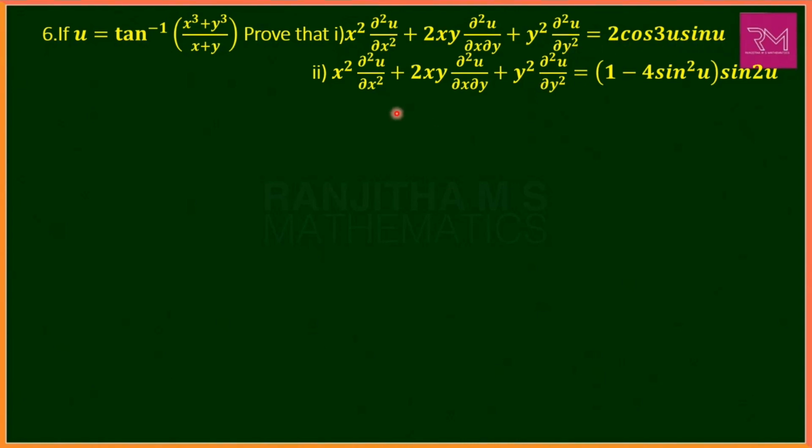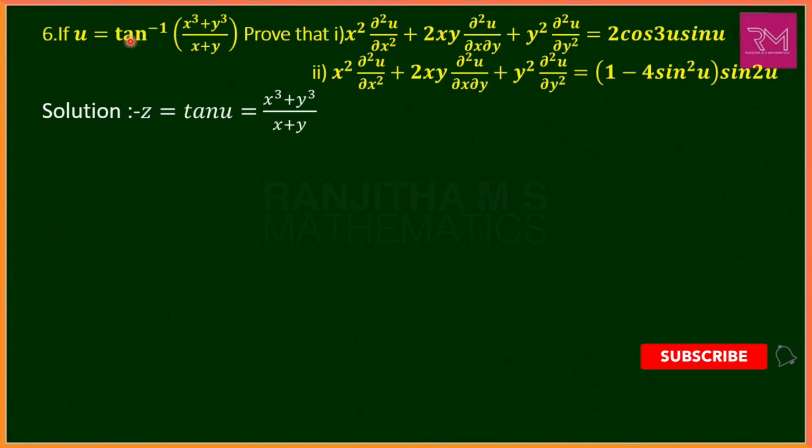Second, we have to prove that x square into del square u by del x square plus 2xy into del square u by del x del y plus y square into del square u by del y square, which is equal to 1 minus 4 into sin square u into sin 2u. This is another type of problem.